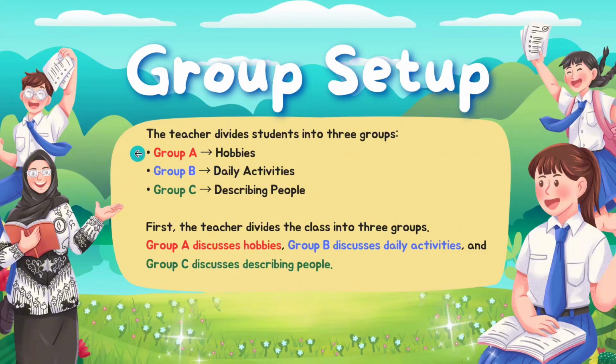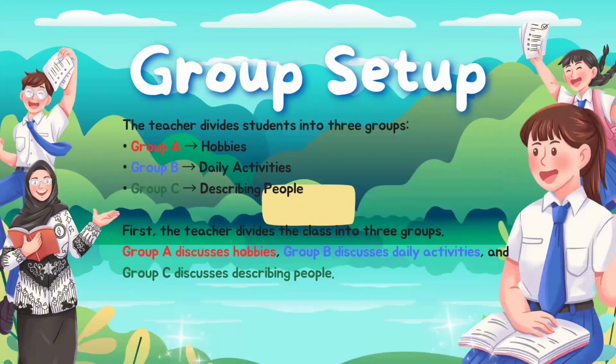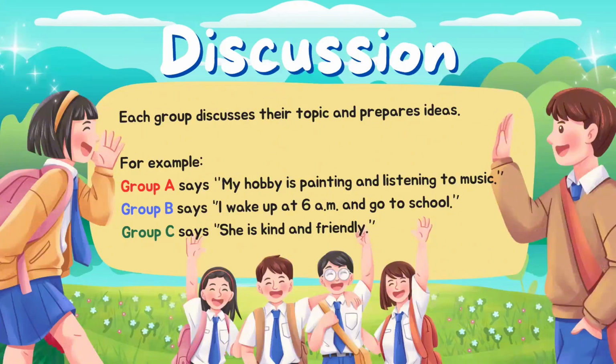Group A discusses hobbies. Group B discusses daily activities. And Group C discusses describing people. Let's take a look.